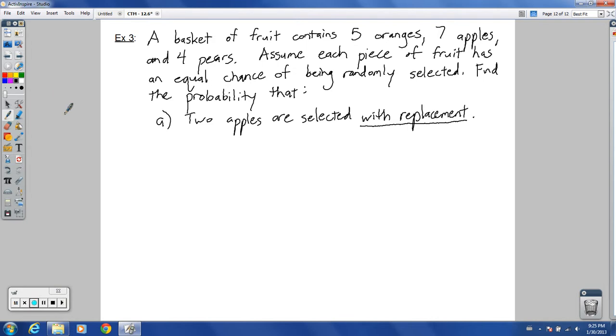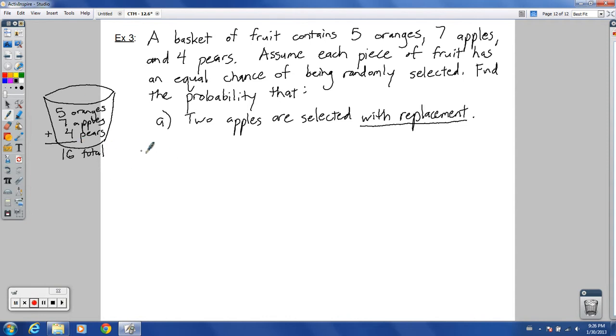And off to the side, I want you to draw a picture. So draw your basket of fruit. So here's my basket. In this basket of fruit, I have 5 oranges. I'm not going to draw oranges. I'm just going to say there's 5. I have 7 apples. And I have 4 pears. Pretty critical that we know how many total pieces of fruit are in there. For probability problems, remember it's what we want over the total. So the total, to start at least, 5 plus 7 plus 4 is going to be 16 total pieces.